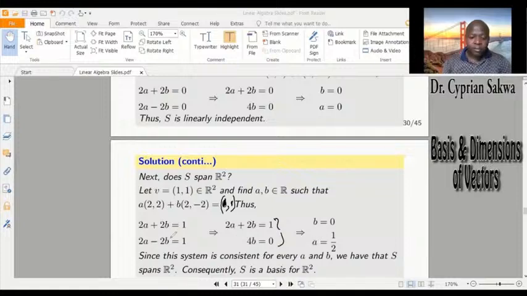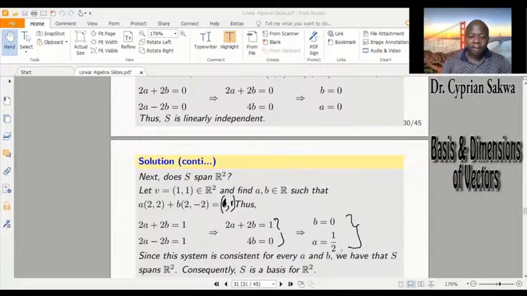So this system has solutions. Since this system has solutions, it means that S spans R2. Remember that if it had no solution, then S would not be a spanning set of R2. But since it has solutions, and we've obtained our solutions, A exists and B exists, such that this can be obtained.